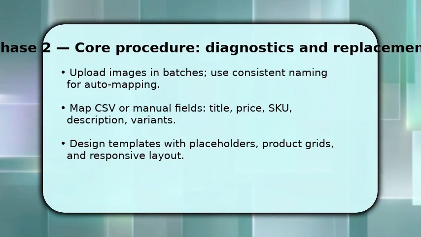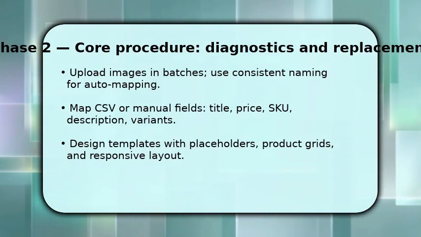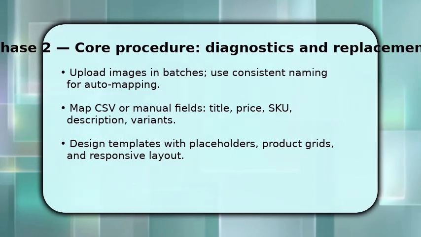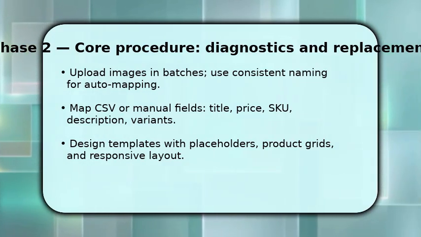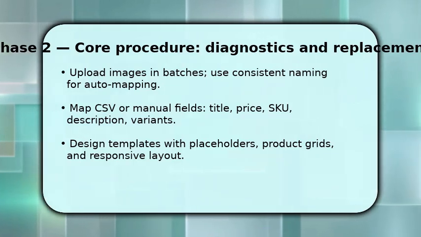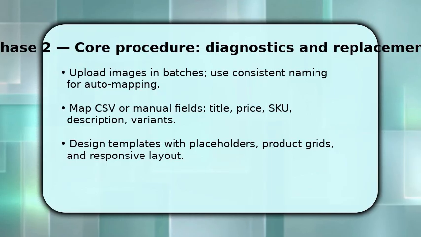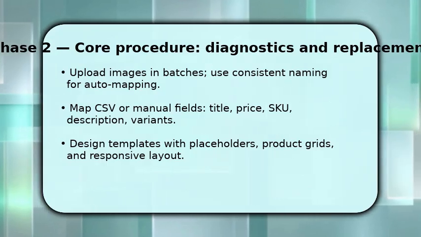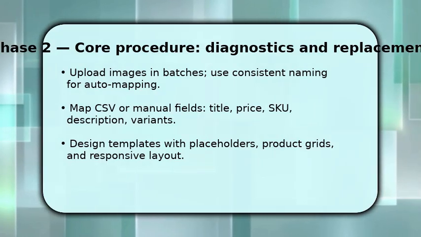Now import your images and product data. Upload batches to keep things organized. If you have a CSV, map columns to title, price, SKU, description, and variants. This links data dynamically. Once mapped, drag a product onto the template and insert placeholders for images and text.